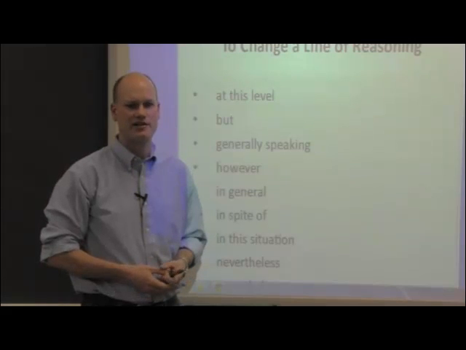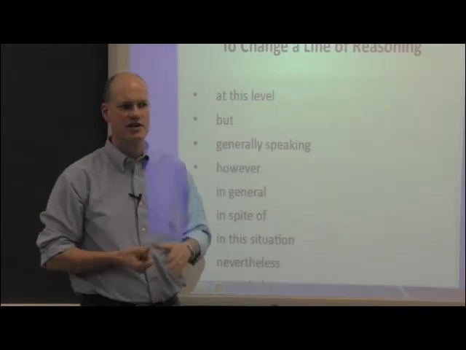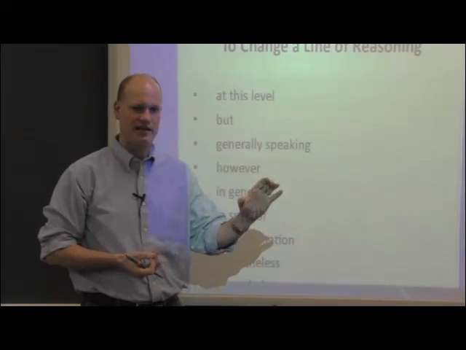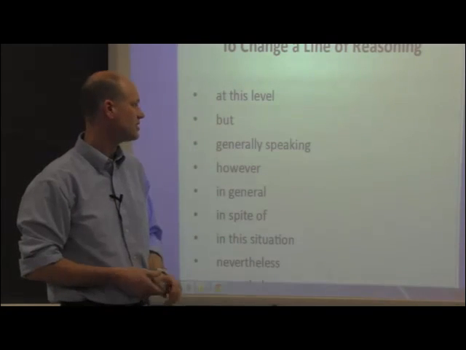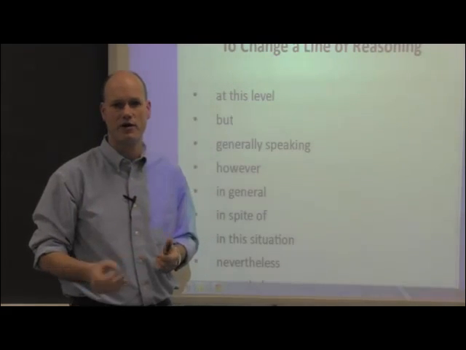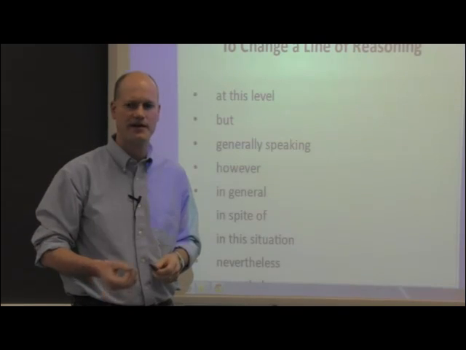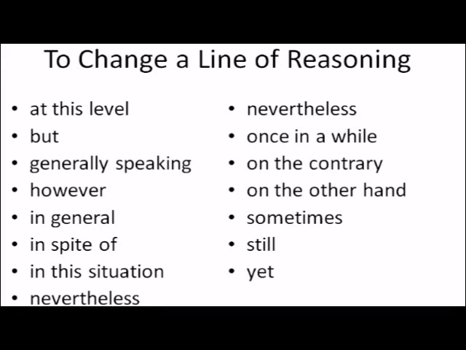You'll also have certain transitions that make sense when you're changing a line of reasoning. So if the underlined section then is going against what was previously stated in the essay, then you would want to choose one of these transitions that show that you are changing the line of reasoning. So for example, if they're giving two differing points of view, at the beginning of the second point of view, that is differing from the first, if you have a choice to insert one of these transitional phrases, that's probably the correct way to go. Things like at this level or but, generally speaking. However, in general, in spite of, in this situation, and nevertheless.